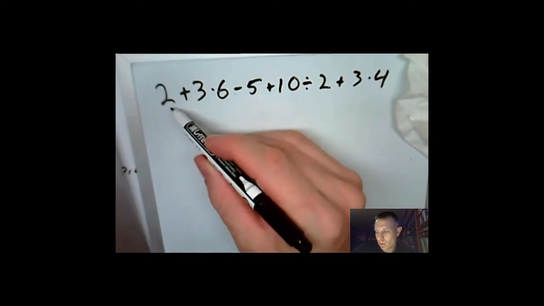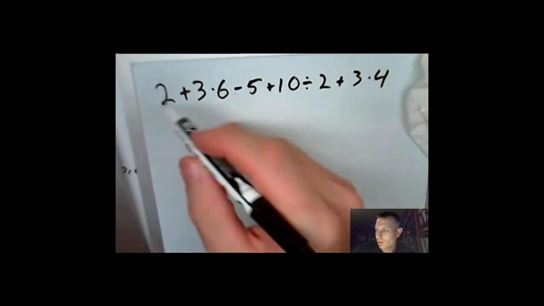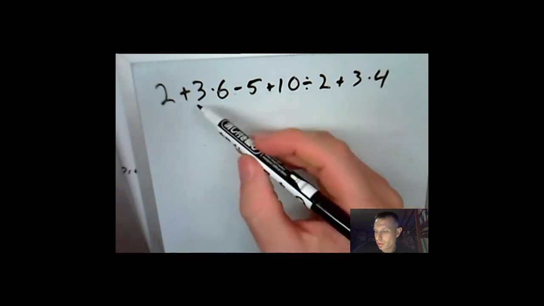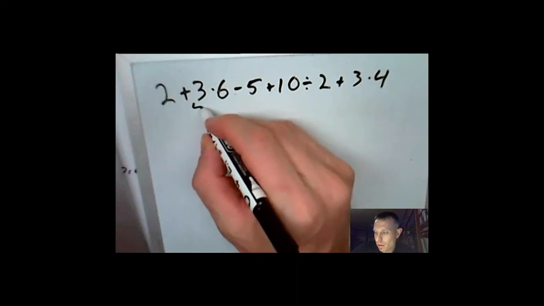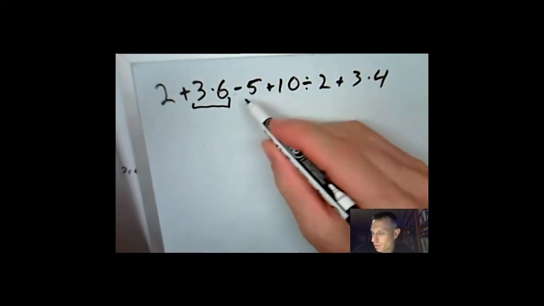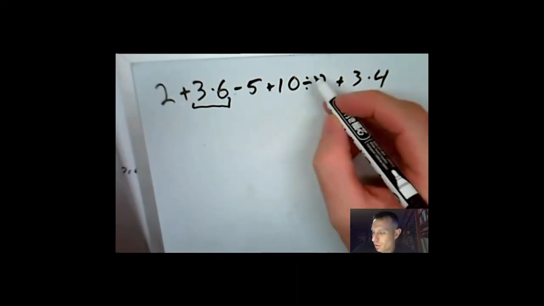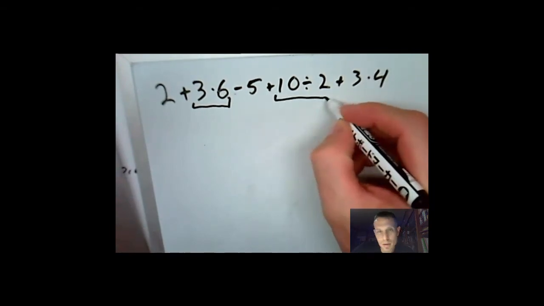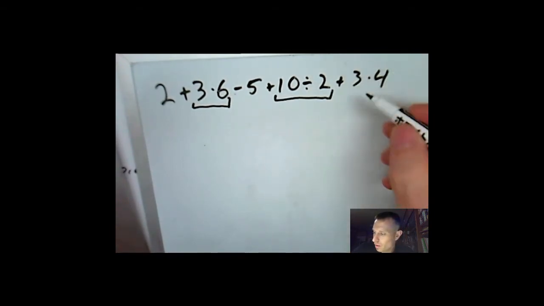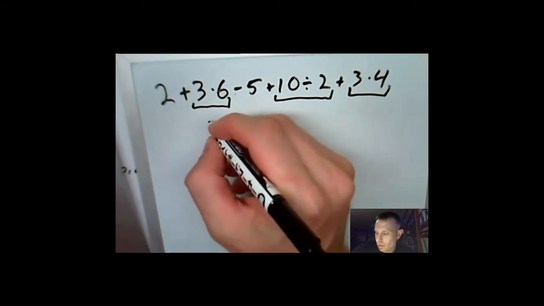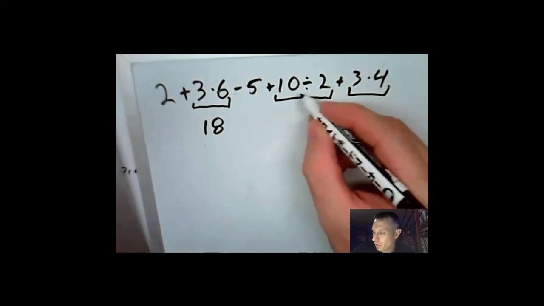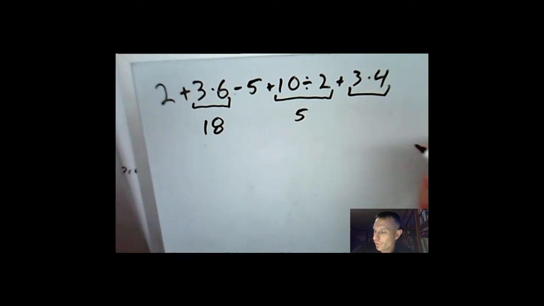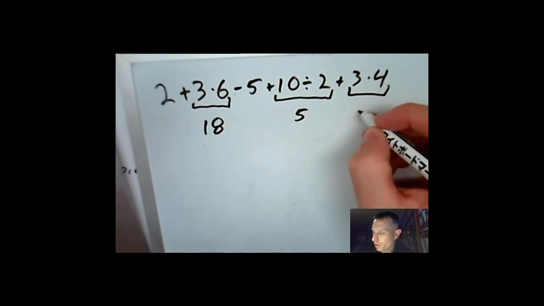Again, notice no parentheses and no exponents, so we'll work from left to right. We have addition, so we're not going to deal with that yet. 3 times 6, and that's a subtraction, that's an addition. Oh, here's a division. 10 divided by 2, and here is a multiplication. So let's see. 3 times 6 is 18. 10 divided by 2 is 5. 3 times 4 is 12.